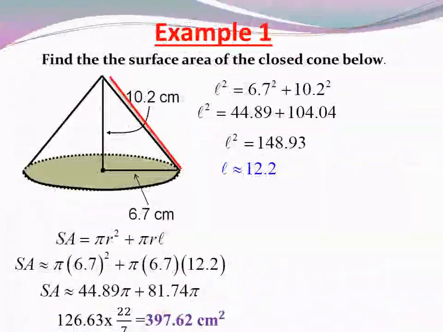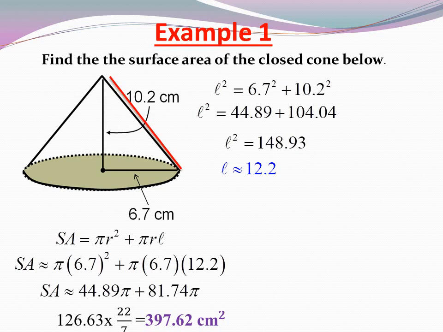Learner, let us look at an example where you're told to find the surface area of the closed cone below. Because we are given the perpendicular height and the radius, but we don't have the slant height, the first step is to calculate the length of the slant height. The line that runs from the apex to the base, and then from the base to the edge of the circular base, which is the radius, forms a right-angled triangle. And therefore, we can say L squared, which is the hypotenuse, is equal to 6.7 squared plus 10.2 squared.